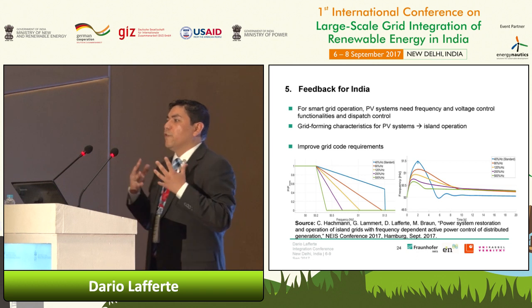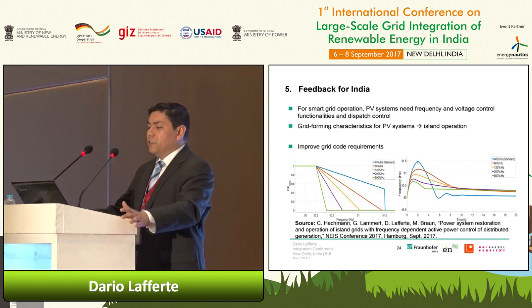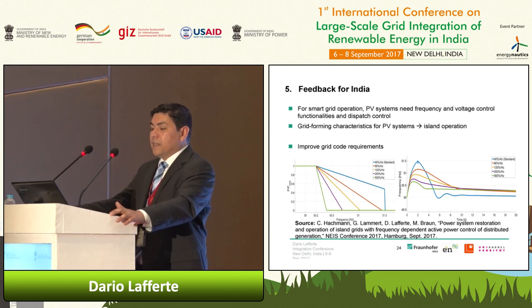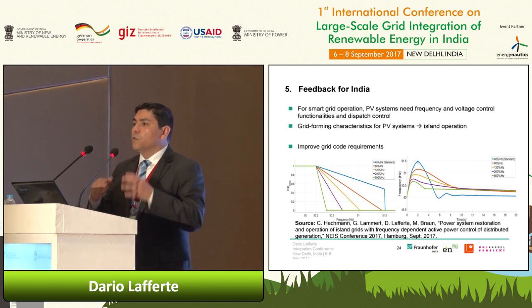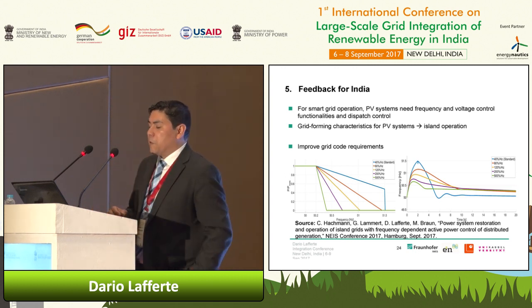But what's the feedback for India? For smart grid operation, PV systems need frequency and voltage control functionalities and dispatch control. It is important that grid forming characteristics for PV systems should be implemented in order to provide the possibility of island operation. And also, we need to improve grid code requirements.